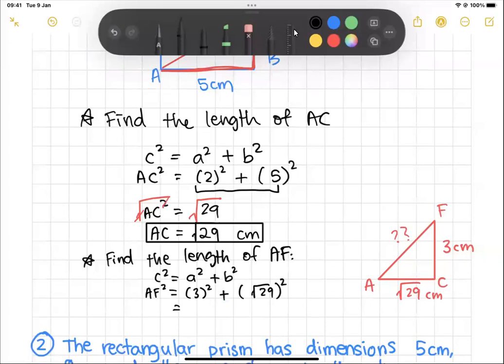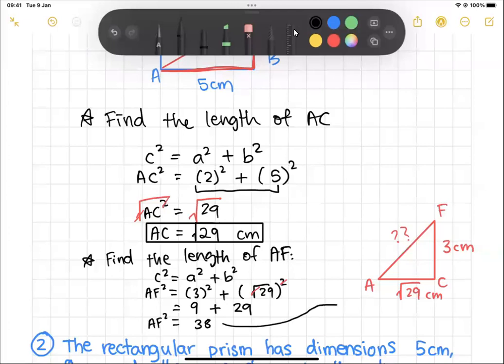I'm going to put that into the calculator. So 3 squared will be 9 plus, I've got a square root and a squared on top, right? Therefore, these two will cancel out because they're the opposite, and what I'm left with is 29. I put that into the calculator and I should get 38 equals AF squared.